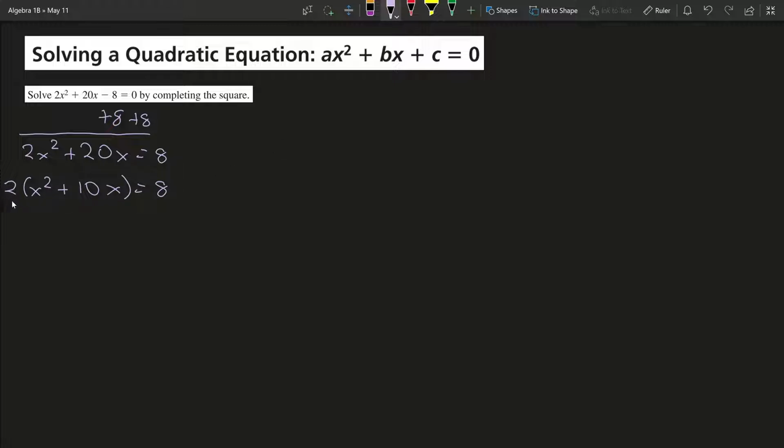And now, we can take this 2 and divide this whole thing by 2. And remember, we have to do this to both sides. And this simplifies the amount of work that we have to do. So we are left with x squared plus 10x is equal to 4.